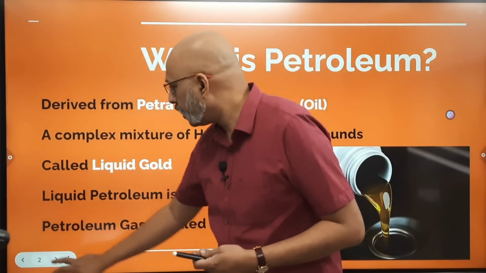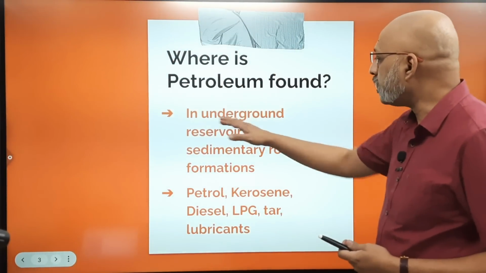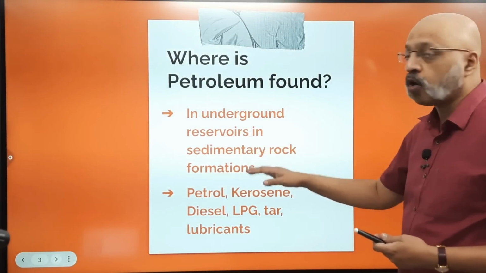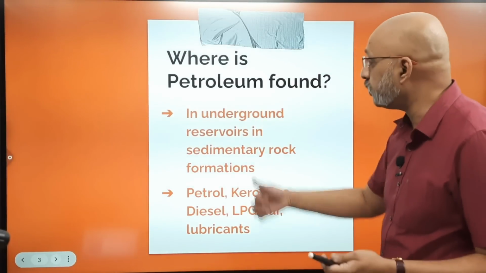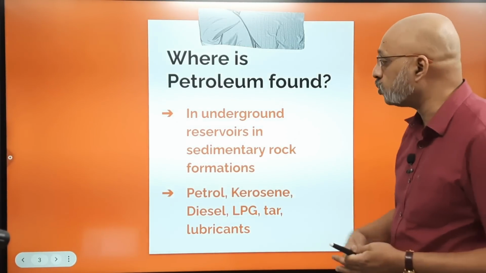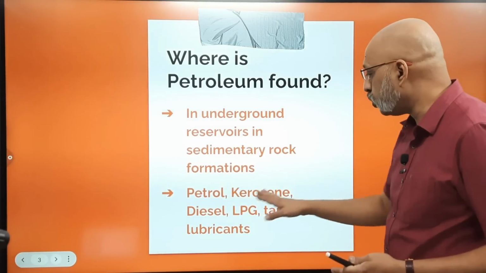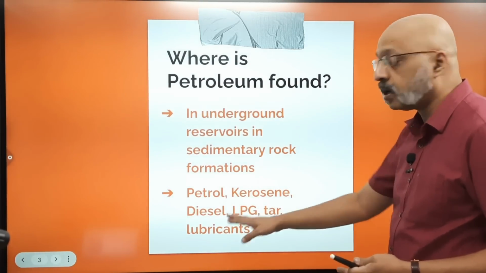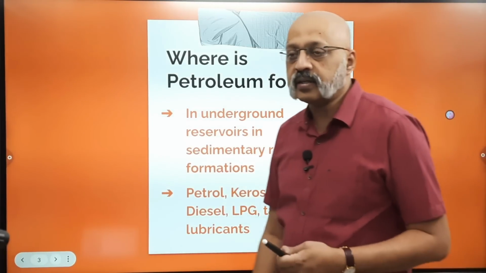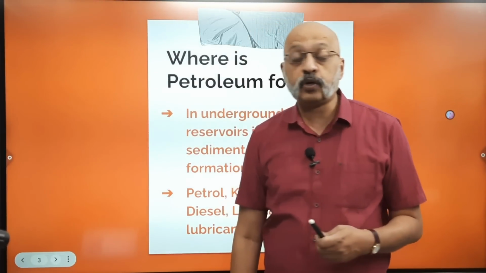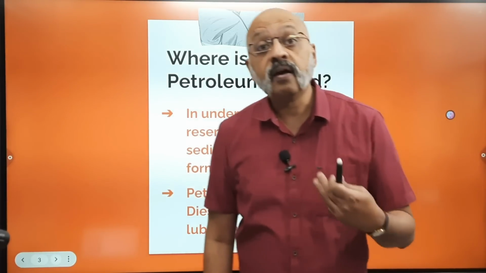It is found in underground reservoirs in sedimentary rock formations. The technical part that I was referring to, this is something which you would need to know. Where is petroleum found? Okay, and what are the products? Petrol, kerosene, diesel, LPG, tar, lubricants, paraffin. These are the different products obtained during the refining process of petroleum.